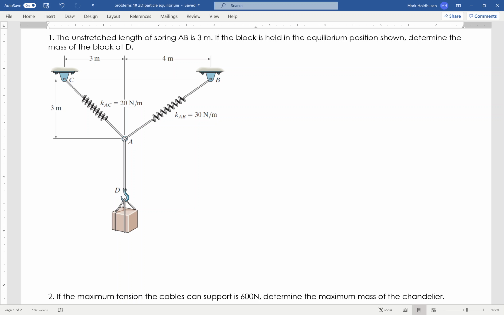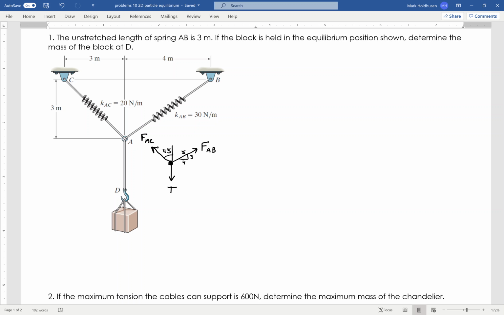We'll start by drawing a free body diagram of point A because everything is concurrent at point A. So we'll draw that free body diagram. Okay, so I've got a tension in the cable going downward. We'll talk about that in a second. I've got force in this spring going up here. I'll call this FAC, and I'll notice that it's 3 meters by 3 meters. So this is a 45-degree angle. And then over on this side, I have FAB, and this is a 3, 4, 5 triangle shown like that.